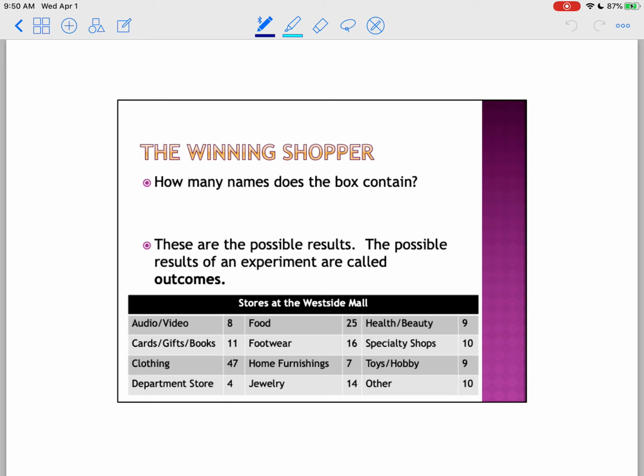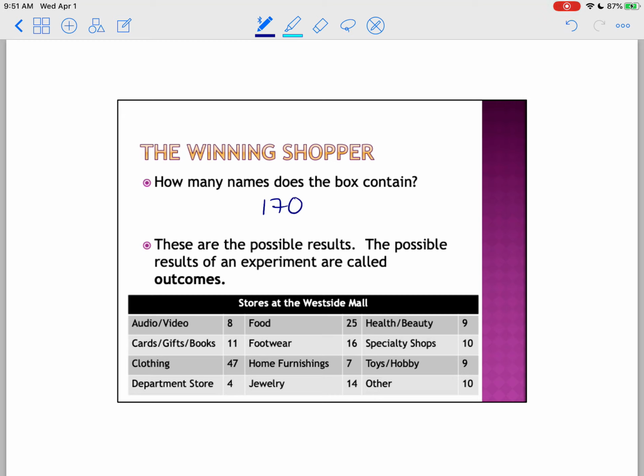So if we add up all of these numbers, which I'm going to use my calculator for, no shame in doing that, I don't want to mess up. So I'm just adding together all the different stores in this mall. I'm getting 170. I hope you're getting the same number. So there's 170 stores.